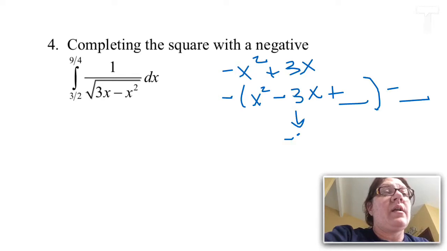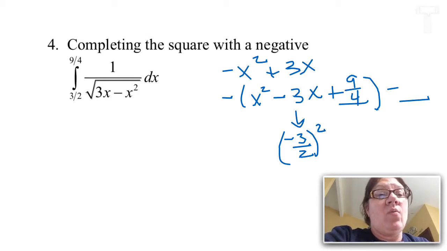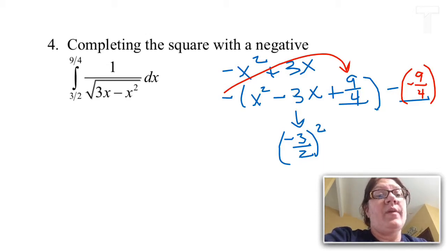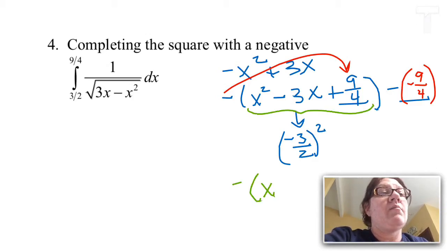And of course, if I take -3, the b value, divide by 2 and square it, I get 9/4. But what I really just added was a -9/4, because it's inside parentheses, so the negative goes with it. So I'm going to need to subtract a -9/4 on the outside. And so now the parentheses turns into x minus 3/2 squared, and then I'm going to have a plus 9/4.